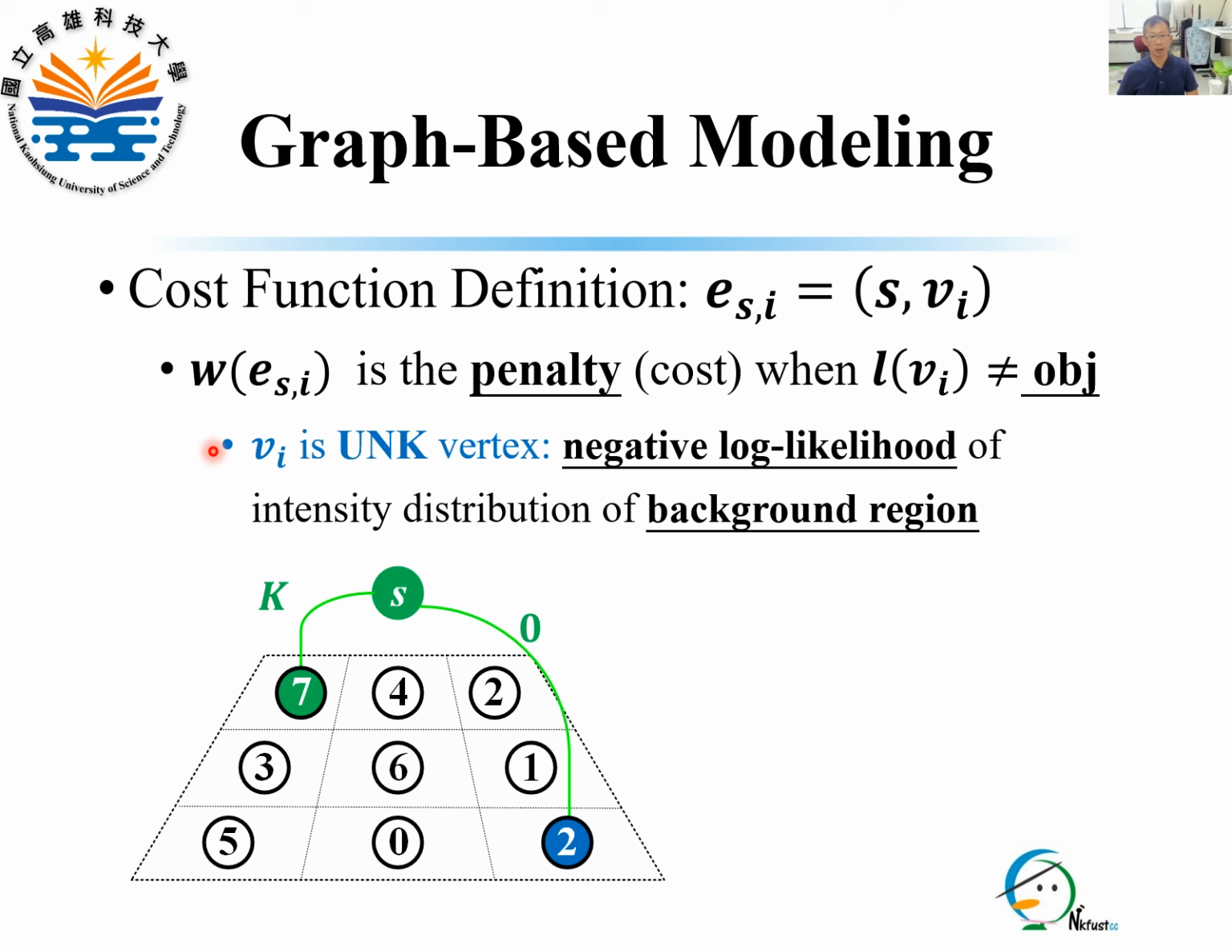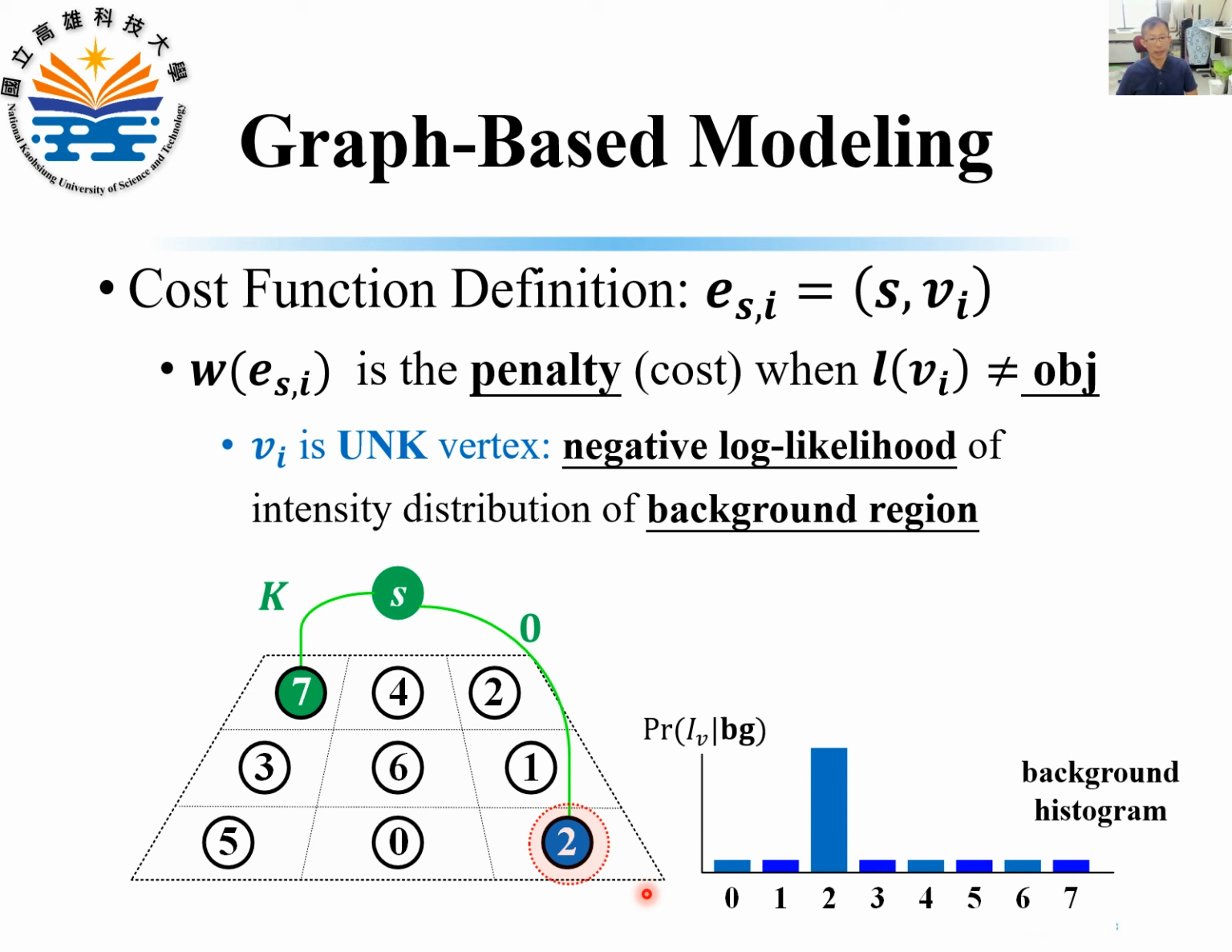In this paper, the cost of the edge connecting the source and the unknown vertex is calculated as the negative log likelihood of the background intensity distribution. It implies that the closer the pixel intensity is to the background region, the lower the cost assigned to the edge. This paper directly uses the background intensity histogram to represent the background intensity distribution.